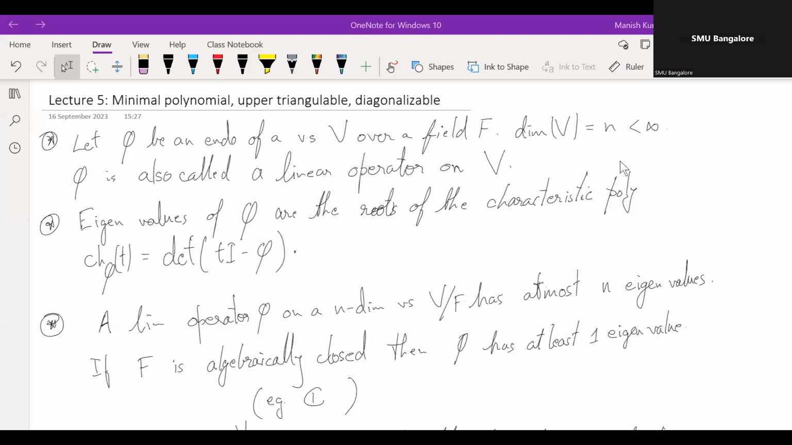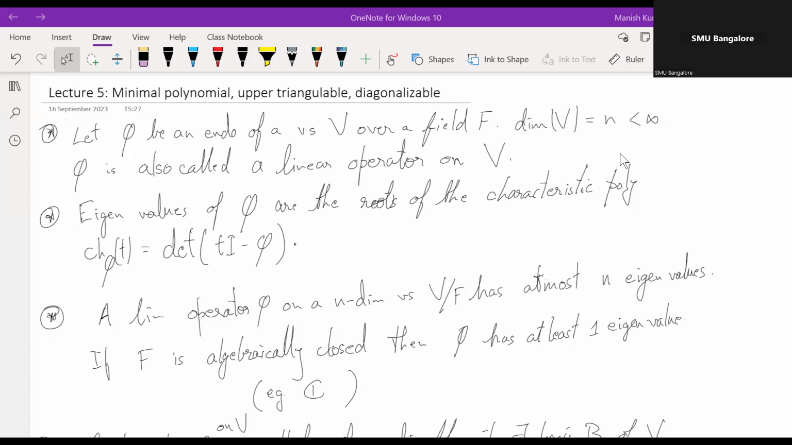Okay. So last time, if you recall, we studied the characteristic polynomial of a linear map. And so today we'll see how it helps. We'll also study something called the minimal polynomial. I'm not sure whether we'll get to the minimal polynomial today, but we'll study how the characteristic polynomial helps us understand the linear map.